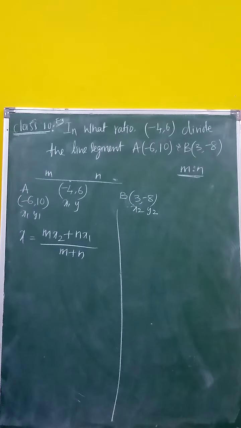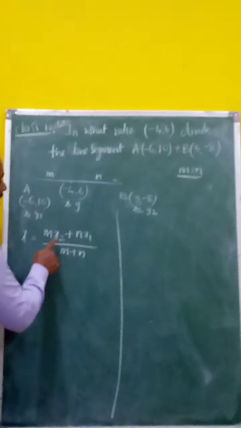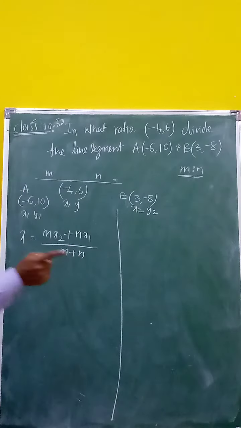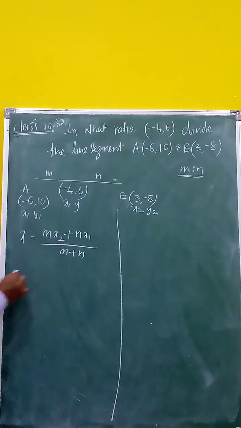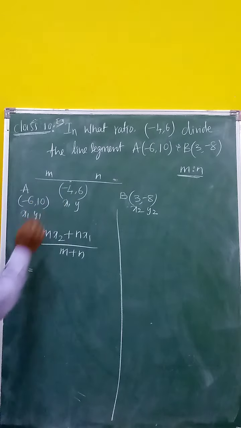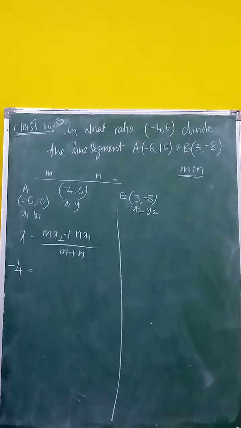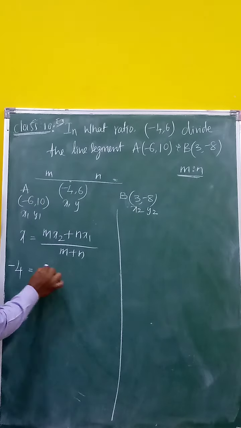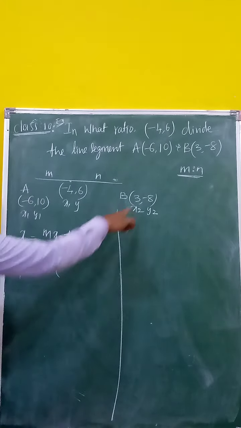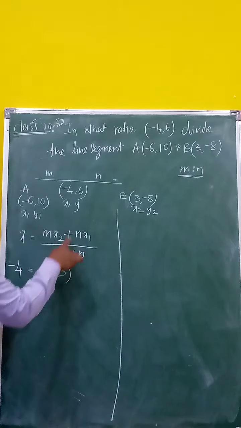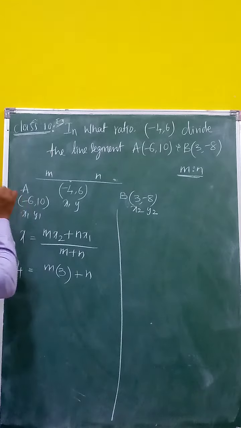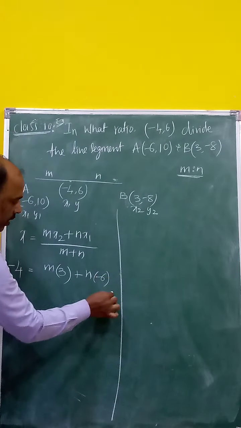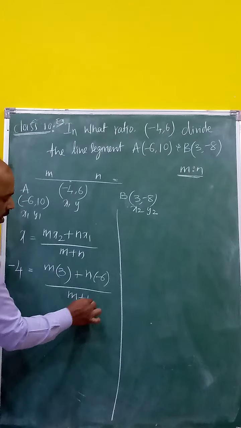Even the second formula I also told you, that is (kx2 plus x1) by (k plus 1). If you use that also, you will get it. Okay, that is up to you, anyone can use. x is equal to, what is the x value here? Minus 4. Minus 4 is equal to m x2. The m value we don't know, same apply. x2 is 3. Next plus n x1, n is the same. The x1 value, sorry, is minus 6, by the denominator, no change, m plus n.